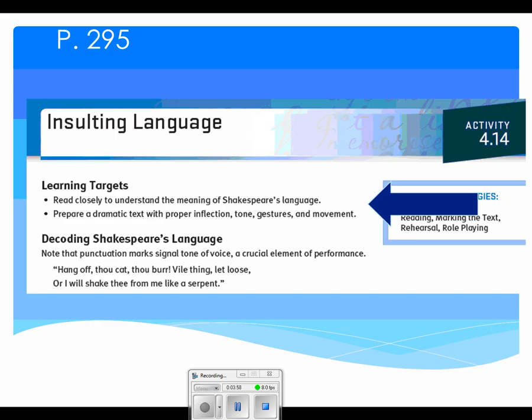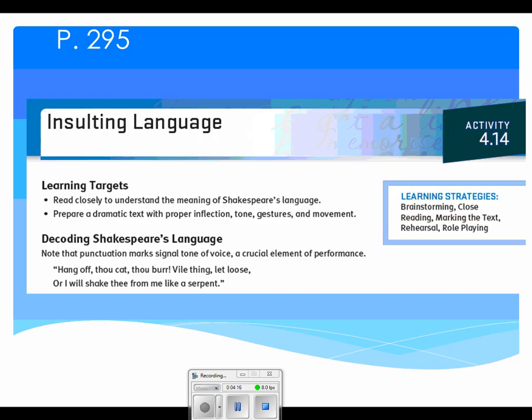So we know what we're doing with this activity is we're doing a close read so we can learn what Shakespeare says. Second, you're going to prepare a dramatic reading. So you are performing today. It's kind of like a practice, okay? All right, now below that we have this Decoding Shakespeare.